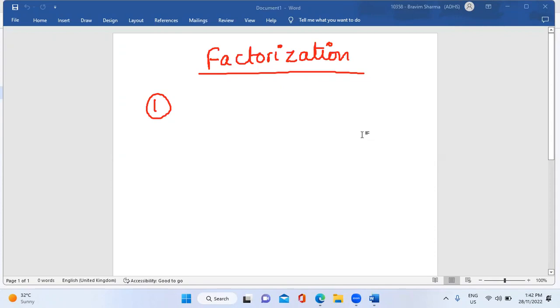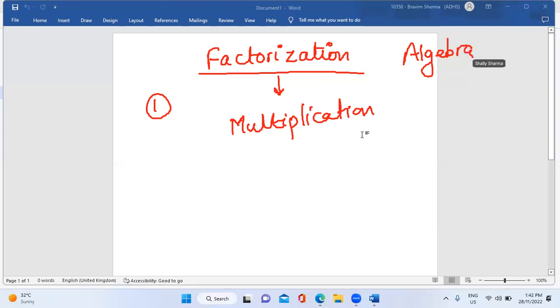So, factorization, you can understand it like it's a multiplication. And because this is one concept used in algebra, and whenever I teach algebra, I always insist my students to work on their arithmetic and then switch to the algebra. It would be very easy in that way.